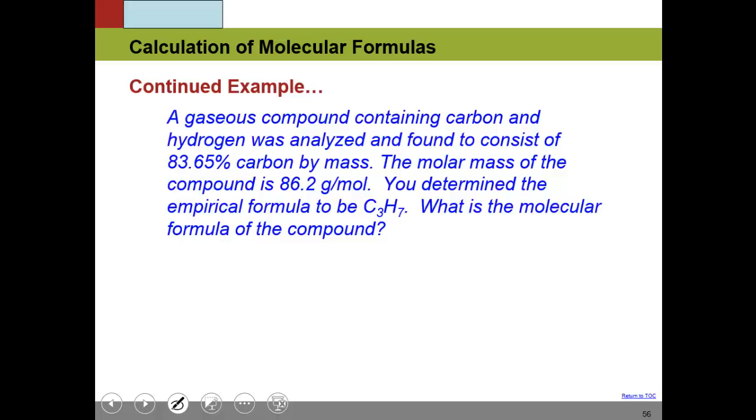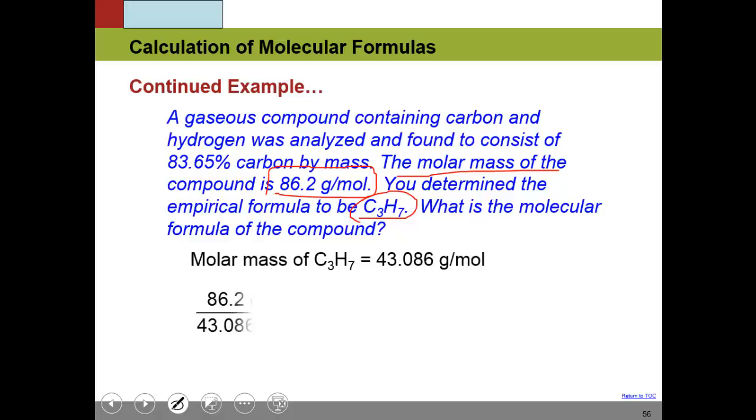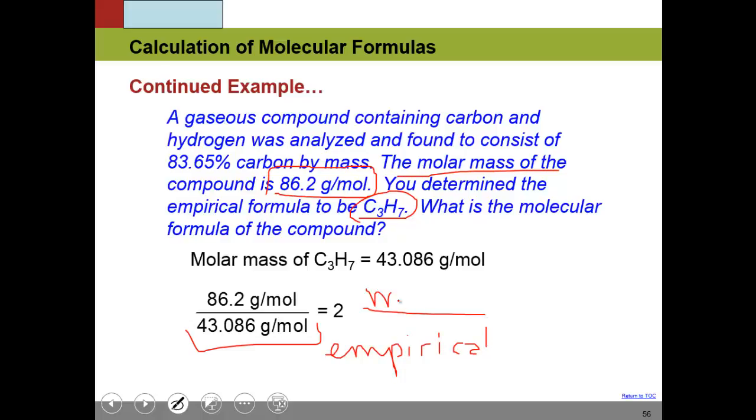As we saw with our last problem, we determined C3H7. What is the molecular formula of the compound? We used a mass spectrometer and found the entire molecule weighs 86.2 grams. So we take the molar mass of the empirical formula, and this is the empirical formula. Then how much does the molecule actually weigh? If we take the mass of the molecule divided by the empirical formula mass, you'll see that the actual molecule weighs 2 times as much.